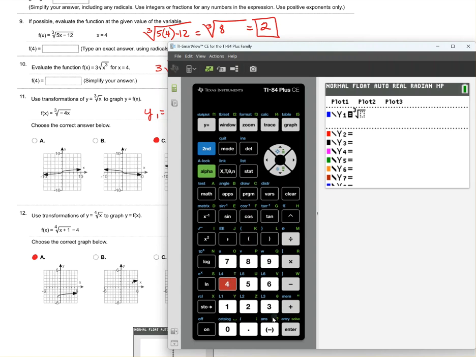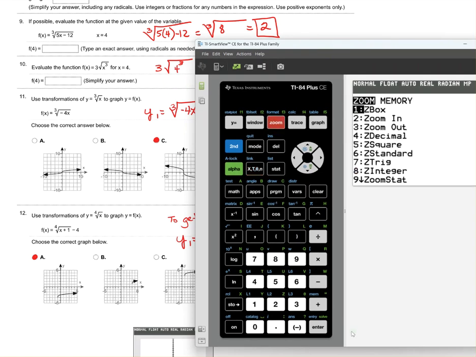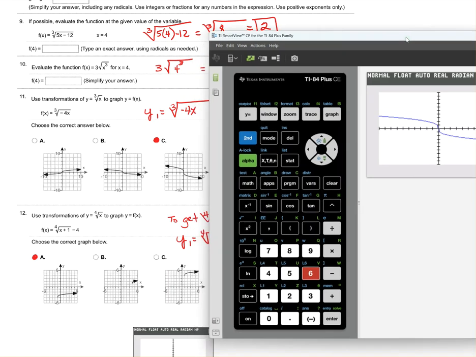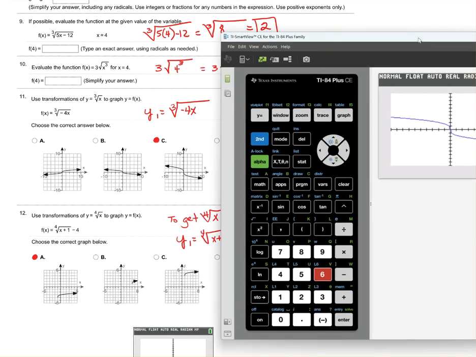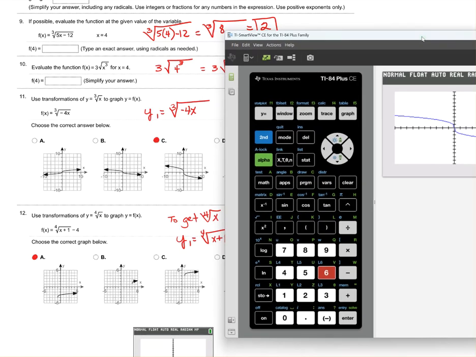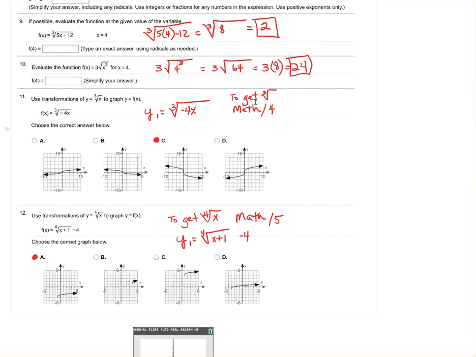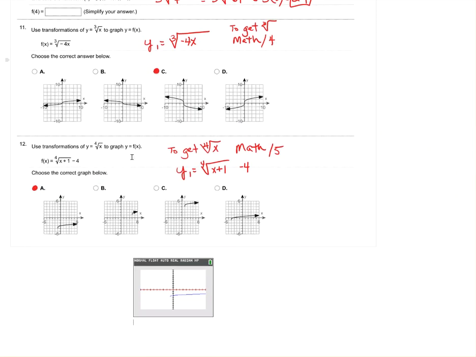It's the cube root of negative 4x. And let's do, that looks like a normal window. We're going to do a zoom 6 for standard. And we can see that that matches our C choice right there. So those are easy to put in, and in the lecture notes, I have put to get cube root, use math 4. Number 12, fourth root.